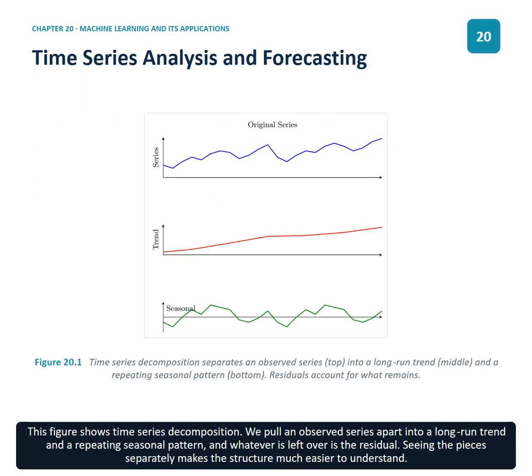This figure shows time series decomposition. We pull an observed series apart into a long-run trend and a repeating seasonal pattern, and whatever is left over is the residual. Seeing the pieces separately makes the structure much easier to understand.